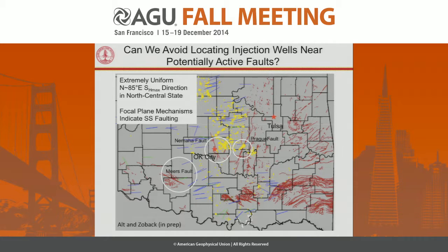Now, we can look at three places: the Meers Fault, the Nemaha Fault, and the fault that broke in the Prague earthquake. I'm not going to say any more about the Meers Fault. As Austin pointed out, it produced a magnitude 7 earthquake 1,100 to 1,300 years ago. It's interesting that there does seem to be kind of a rotation of the stresses in this area, and we hope to fill this story out and understand the stress field better than we do today.